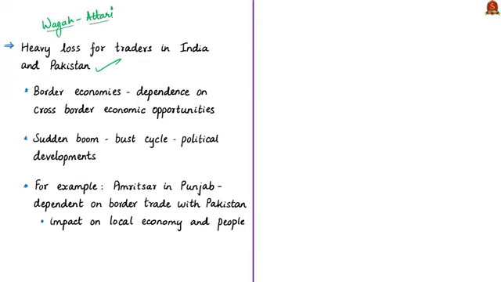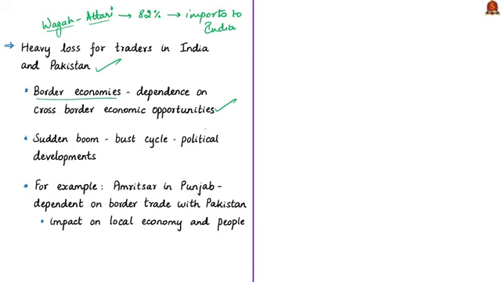In the last 2 years, almost 82% of the total trade through this Wagah-Attari route was imports to India. So, the border economies, that is the trade in border areas, were dependent on this route, and they owe their existence to cross-border economic opportunities. The author says that the cross-border trade in South Asia benefits border economies on both sides.